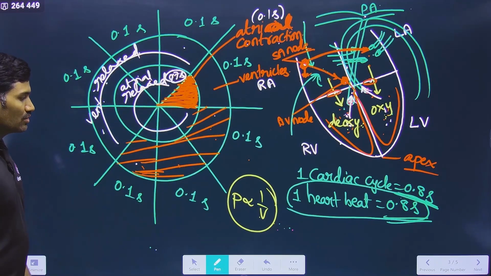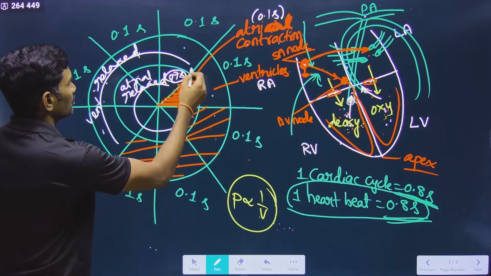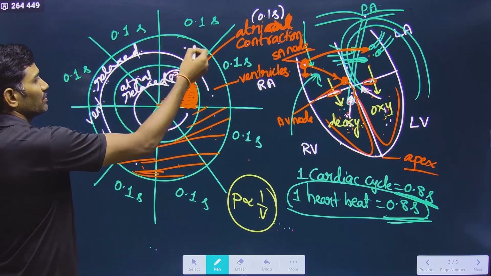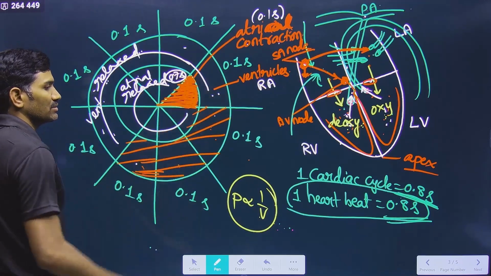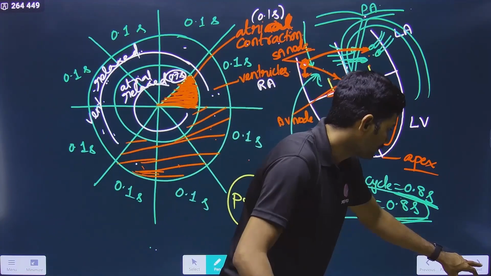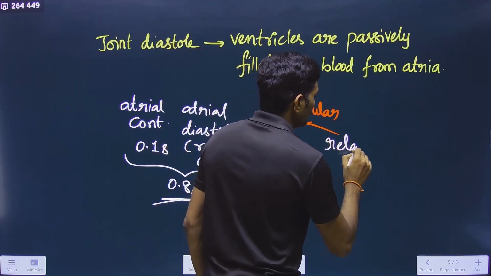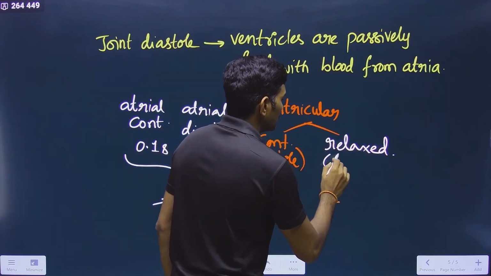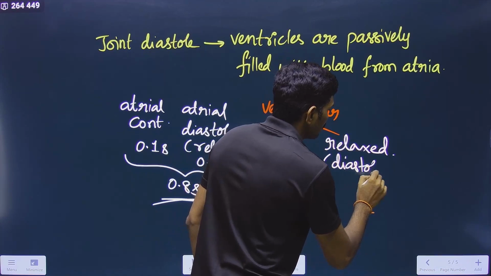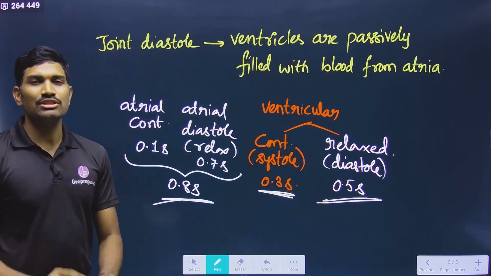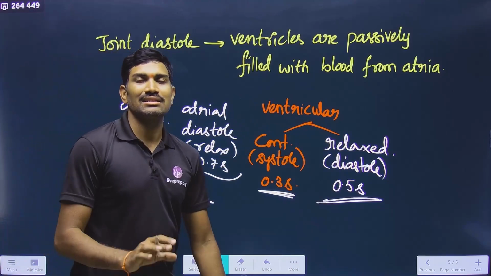Yes or no? So in this way, up to this you need to consider 0.1, 0.1, 0.1, 0.1. This is also relaxed, right? 0.1, sorry. So in this way, for how much time in total will it be in the relaxed state? It will be in the relaxed state, that is the diastole, for 0.5 seconds. For 0.5 seconds, it is under diastole.